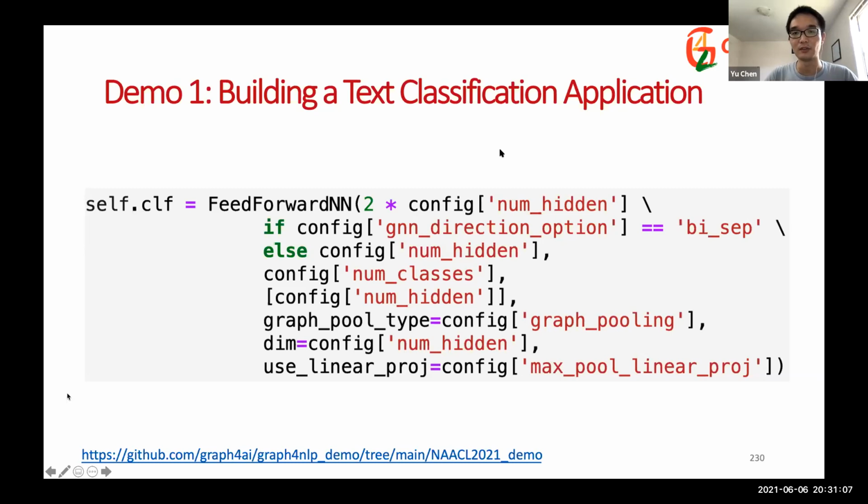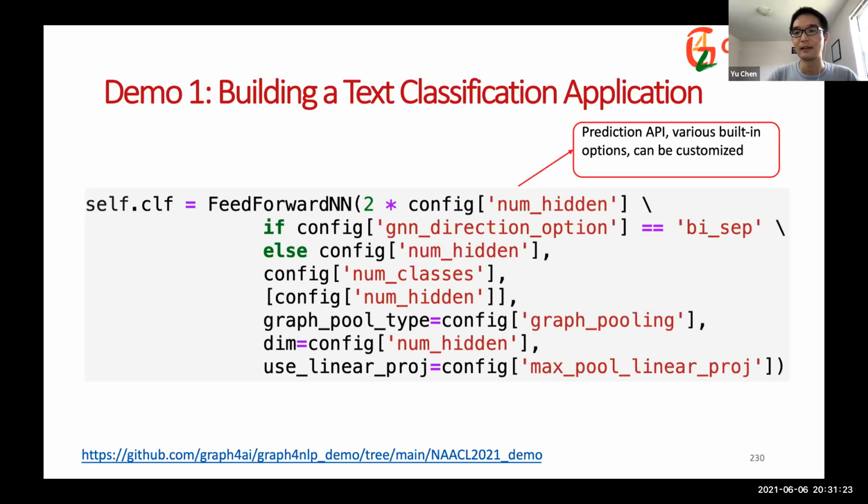By the way, for this application, we regard each word in the text as a node. Then we build a dependency-based graph to represent the text. Again, there are various building options in terms of the prediction. We provide both classification-based prediction APIs and generation-based prediction APIs.